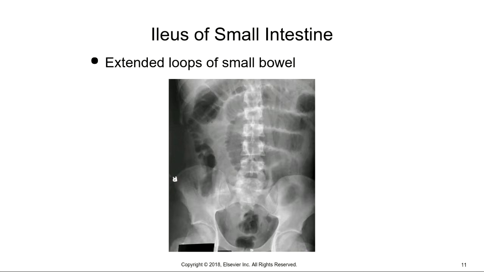Ileus is where we have extended loops of small bowel, okay, and they are dilated with air. Like you can see, all of this right in here are all dilated loops of the small intestine or small bowel. Extremely painful for the patient. It's an obstruction. And then typically the proximal jejunum is expanded with air. And there's actually two types of ileus. You can have adynamic or paralytic ileus and mechanical ileus.